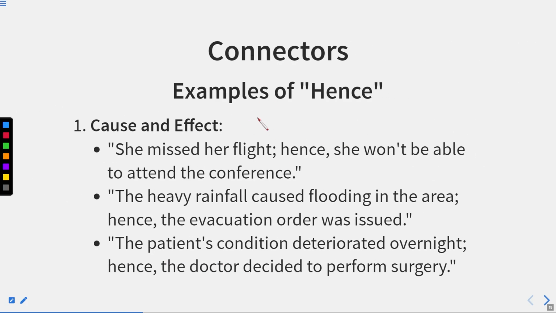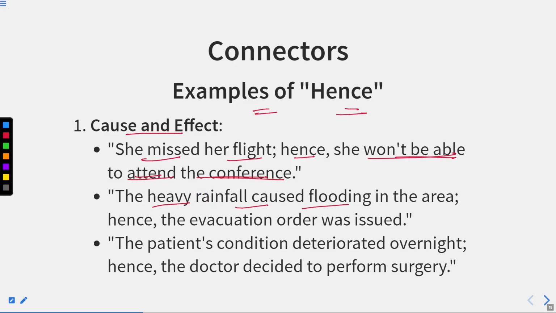Now we'll discuss some examples of hence. First of all, the cause and effect. She missed her flight, hence she won't be able to attend the conference. Now, she missed her flight: this is the reason. And what is the result of it? She won't be able to attend the conference. And due to this, she will not be able to attend the conference.